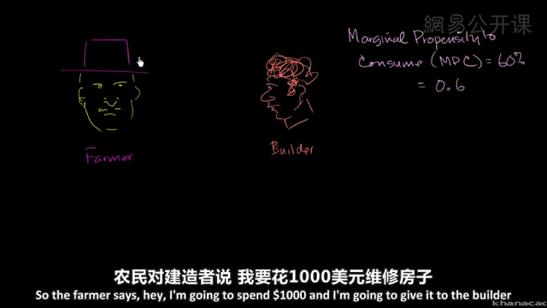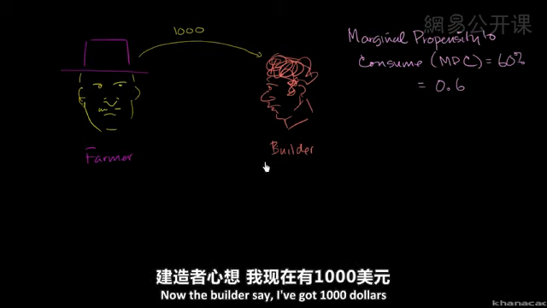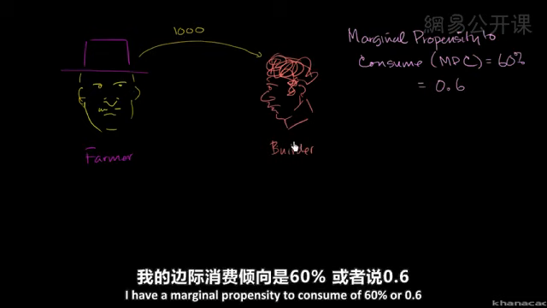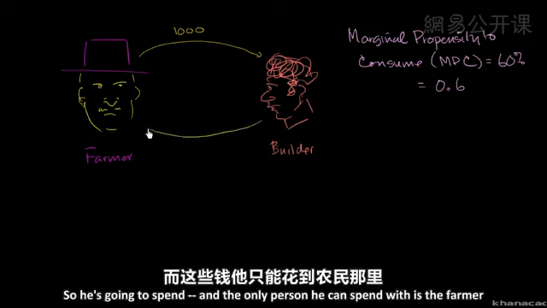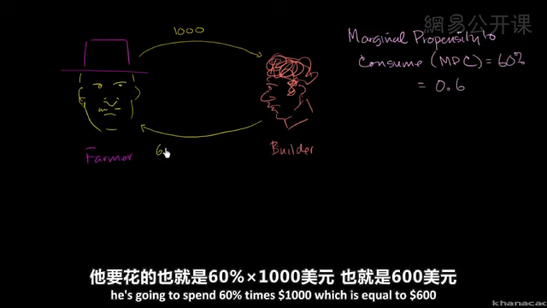So the farmer says, hey, I'm going to spend $1,000, and I'm going to give it to the builder. Now the builder says, well, gee, I've just gotten $1,000. I have a marginal propensity to consume of 60%, or 0.6. I'm going to spend 60% of that. The only person he can spend it with is the farmer. He's going to spend 60% times $1,000, which is equal to $600.